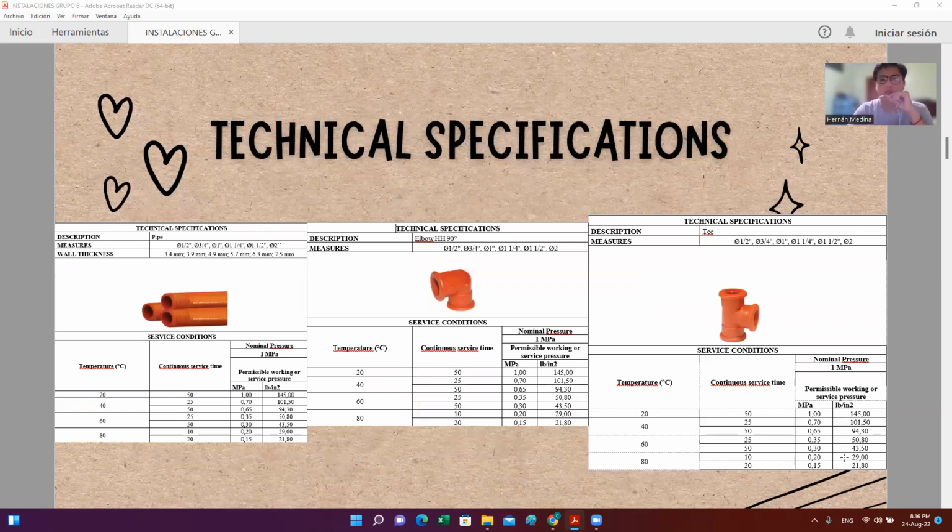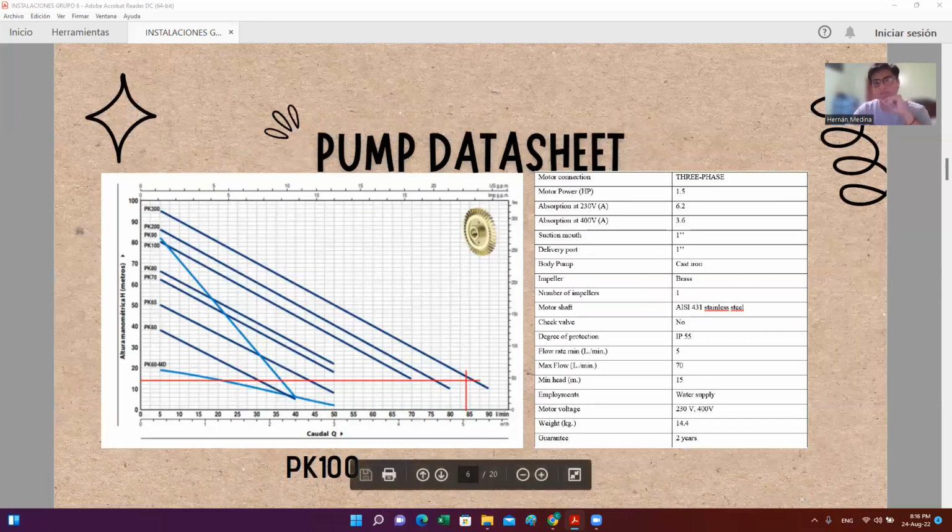Okay, continuing with the technical specifications. We have this information for the project for different accessories or fixtures, for example, for pipes, for elbows, and for tees with different diameters. And we have information like temperature, continuous service time, and nominal pressure. Thanks.